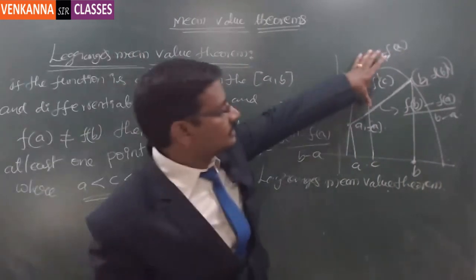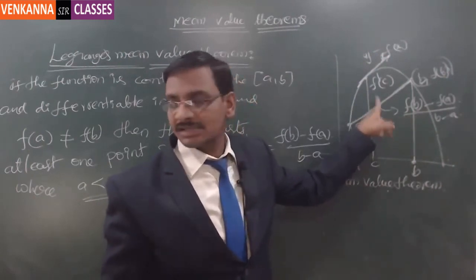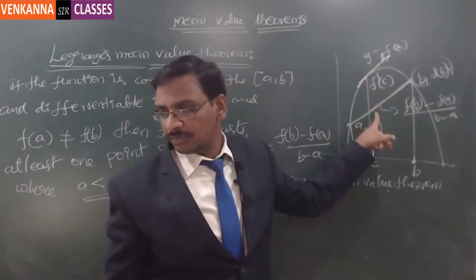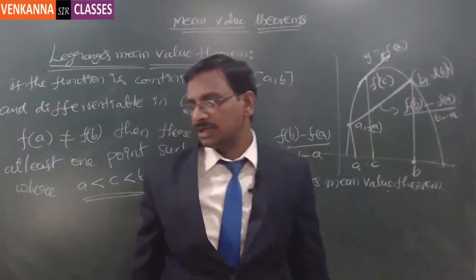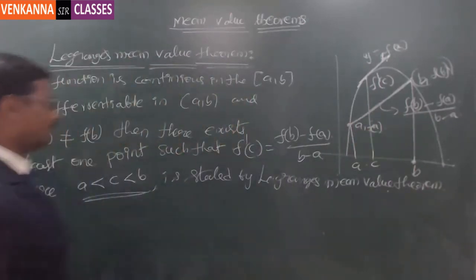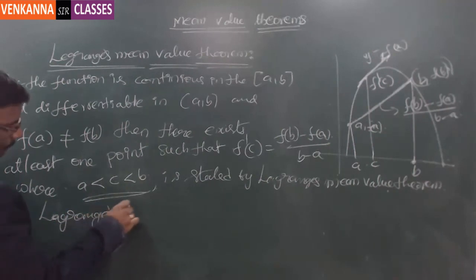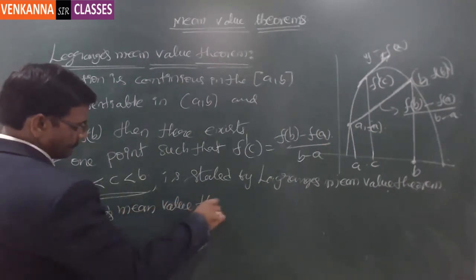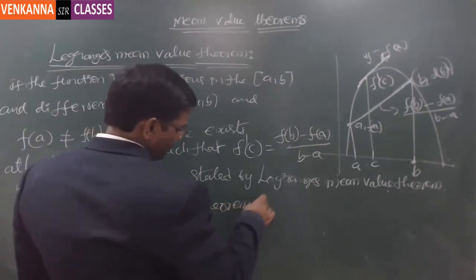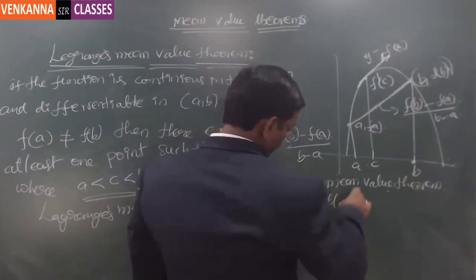Now the same analysis, if you tilt it to the horizontal axis, then this will become the x-axis, then the slope will become 0. Got it? So this is a more generic statement. So that's why Lagrange's mean value theorem is also called the first mean value theorem.